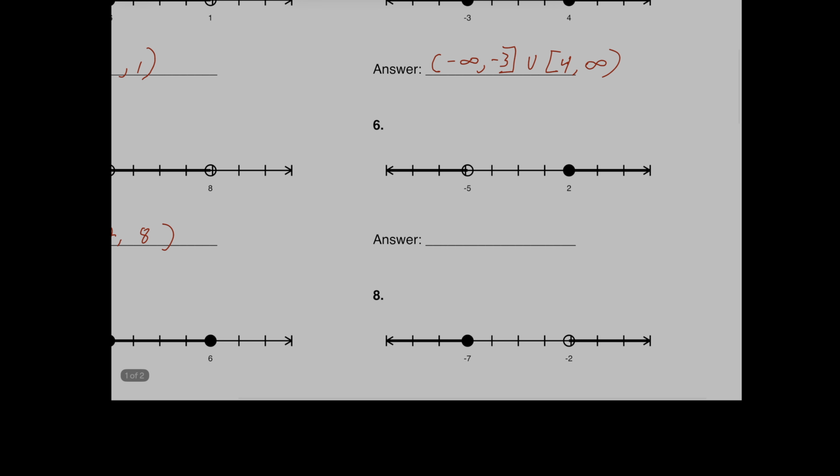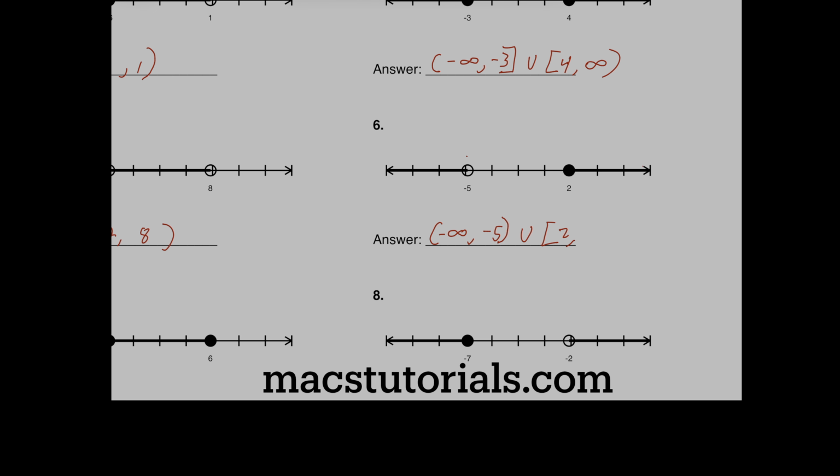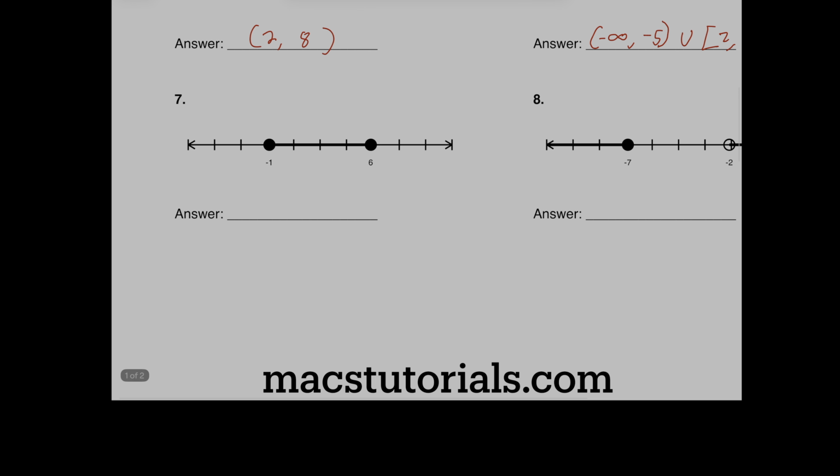Going on to number 6, we have a compound one. So this one is going to go to negative infinity, comma, and this is going to go to -5. And again, because it's a hole, we're going to do the parenthesis. We're going to union that with a bracket 2, comma, and this goes on to infinity. Okay, and that's how we write that one. With infinity, always make sure you use a parenthesis because there's no definite end.